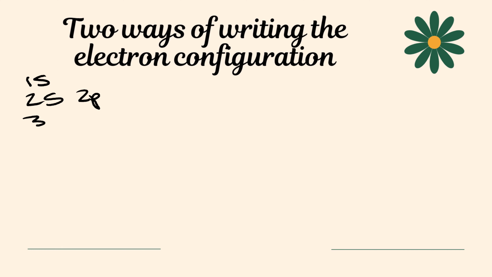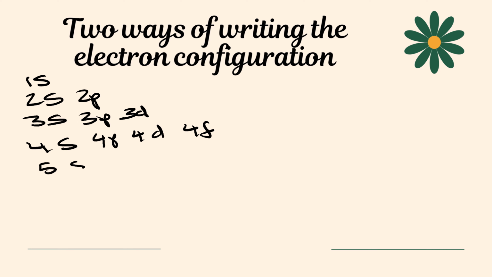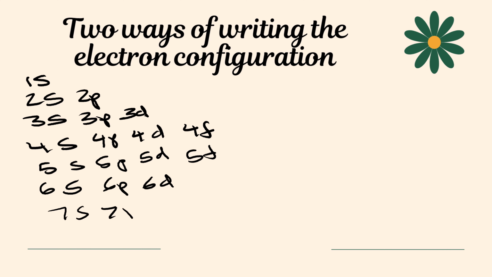1s, 2s, 2p, 3s, 3p, 4d, 4f, 5s, 5p, 5d, 5f, and then 6s, 7p, 8s. So let's say we have nitrogen, for example.